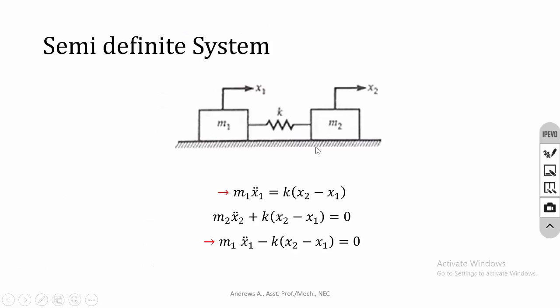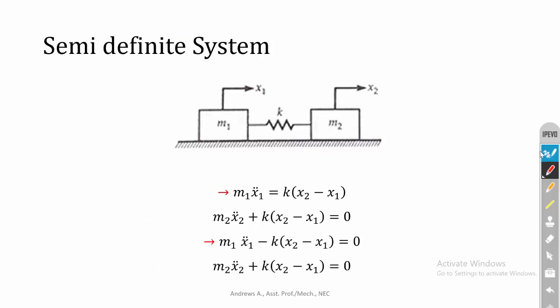Then the next is the semi-definite system. So in a system of 2 degrees of freedom, if one natural frequency is 0, then it is called a semi-definite system. So we will have omega 1 and omega 2. In that, any one of the natural frequencies will be equal to 0. So that is why the system is called a semi-definite system. Okay. So we will write the equation of motion first. So it is x1 and x2. There is no external force acting here.